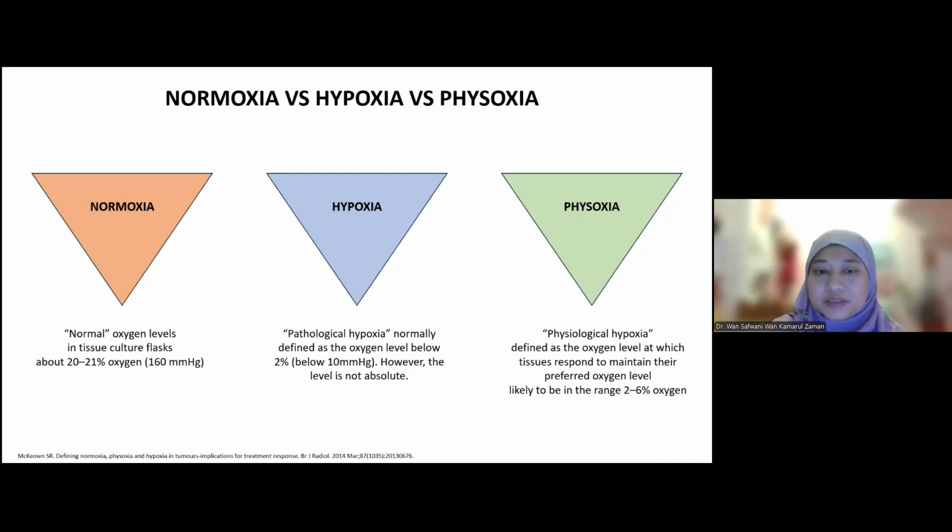There is also hypoxia, which is pathological hypoxia, normally defined as an oxygen level below 2%. Although this is not absolute, some literature mentions that the level of hypoxia is between 2 to 6%. And there's physoxia as well. Physoxia, meaning physiological hypoxia, is normally defined as the oxygen level at which the tissues within our body maintain their normal physiological condition. The range is about 2 to 6%.